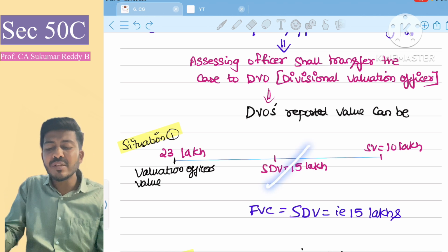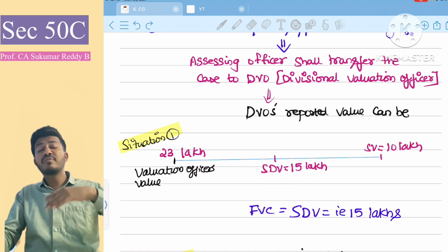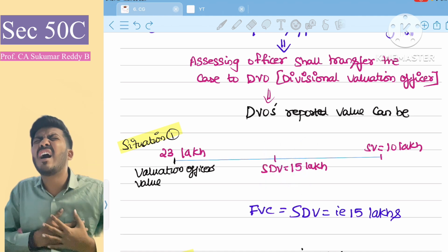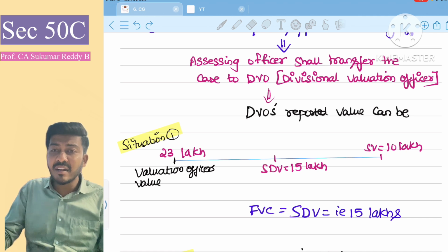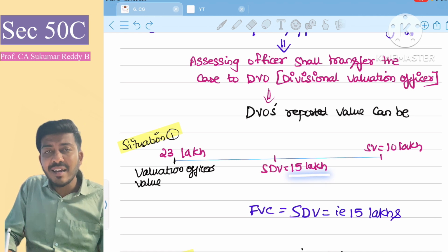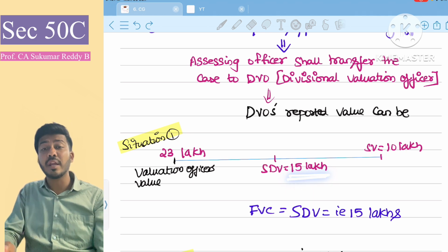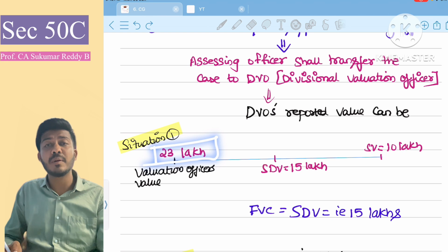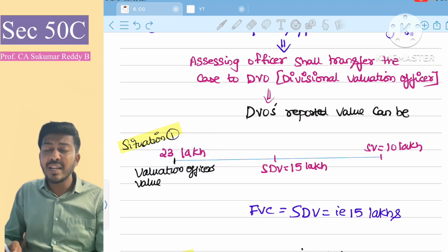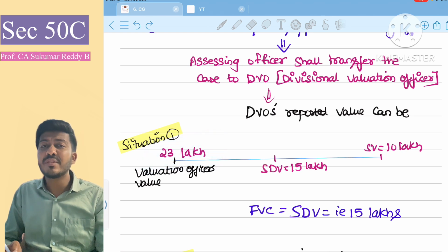The value of the property is not 15 lakhs. The value of the property is 23 lakhs. A heart attack. What is happening in his life, yaar? If he had silently stayed in his house, 15 lakhs at least would be the worst scenario for him. Now the valuation officer is telling 23 lakhs is the value of the property. Now again, he has to double cry. What does he have to do?